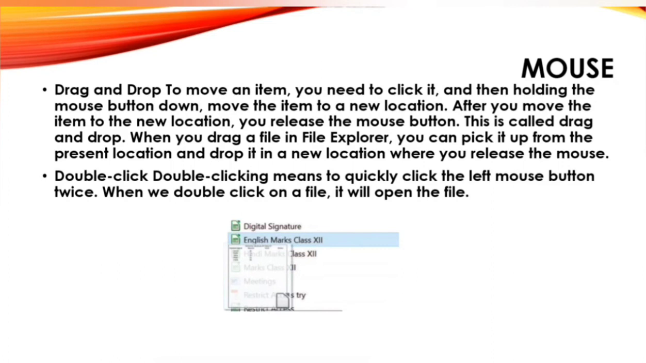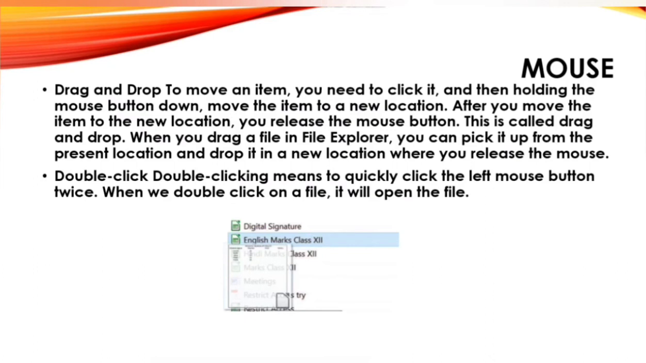Then drag and drop. You can move an item from one folder to another folder using the mouse. Just click the item, hold the mouse button, and move the item to a new location. Only this much you have to do. After you move the item to the new location, you release the mouse button. This is called drag and drop. Double click means whatever data is present in that folder, it will open the file.